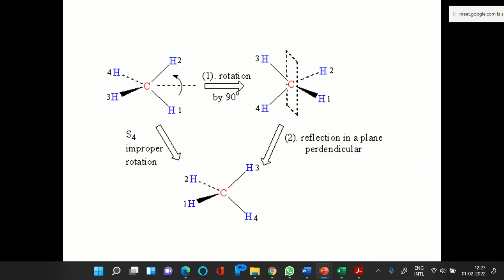So this is again a visualization of the same thing. So rotation by 90 degree, and then reflection through this plane. So I told you how to draw it if you are drawing on a board. The solid line you draw for the atoms and bonds that are in the plane, and to show the bond that is coming out of the screen, you draw this wedge type line. This is called wedge type line, right?